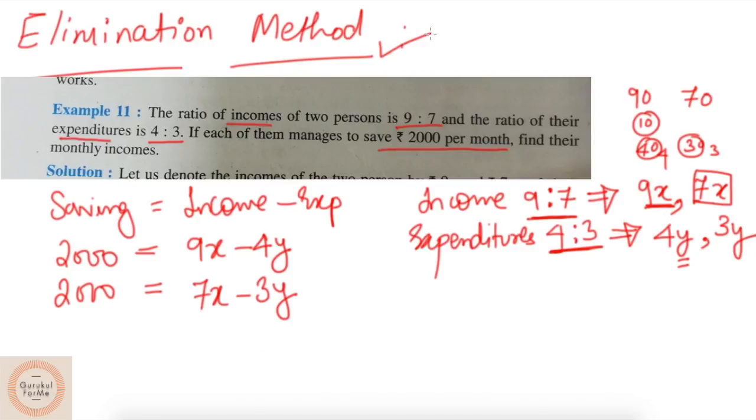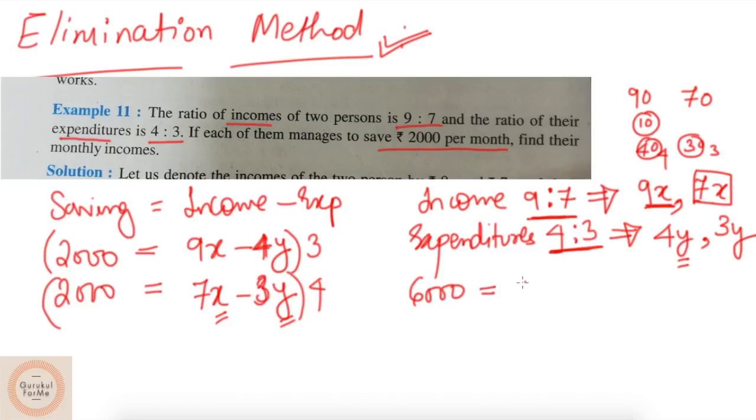Now what does the elimination method tell us? Elimination method essentially tells us we have to first either eliminate x or eliminate y, whichever looks easier. I find the numbers are 4 and 3 for y, so it's easy to multiply something with them and get rid of them. What am I talking about? If I multiply the above equation by 3 and multiply the downward equation by 4, then how will it look?